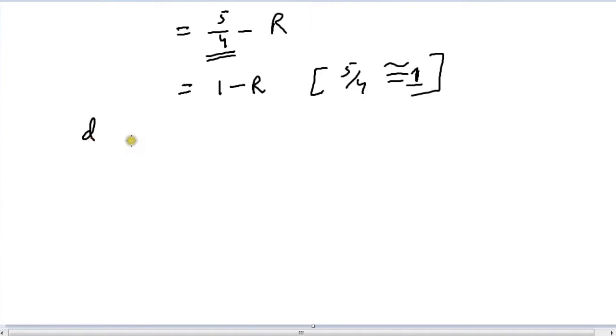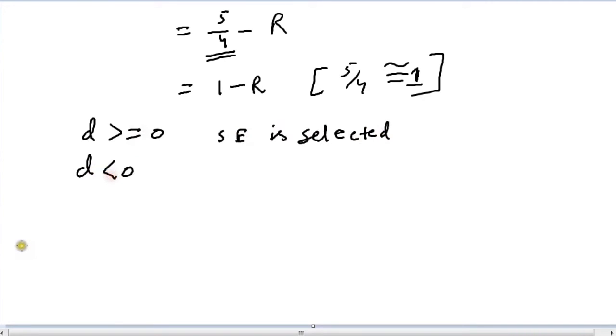If our D value is greater than or equal to 0, we choose the pixel SE, okay? And if D is less than 0, we choose the pixel E. Pretty much the same way as the midpoint line algorithm.